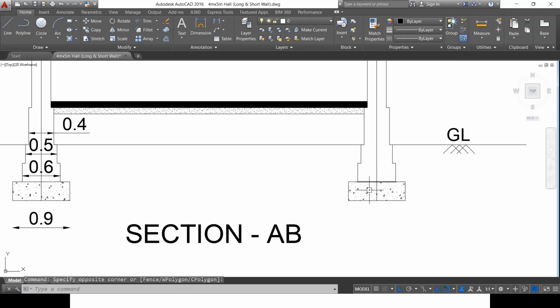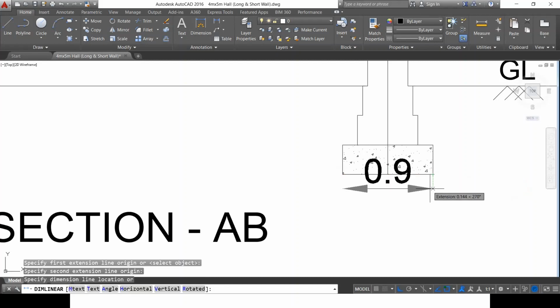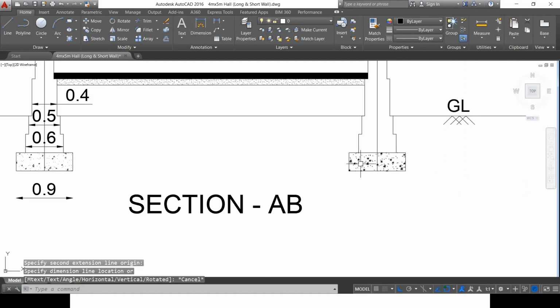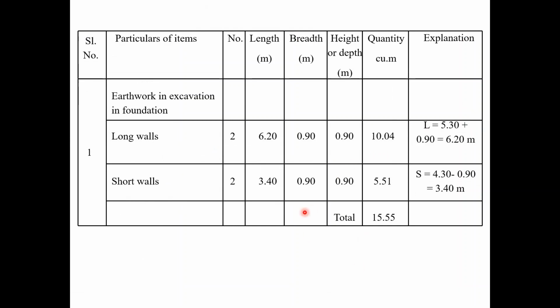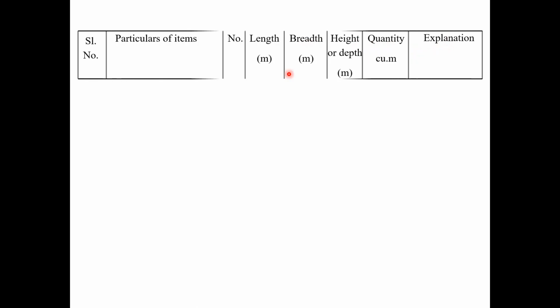So now if we look at the figure shown here, the width of the foundation is 0.9 meter. As in the case of excavation also, we have made it 0.9 meter. It is going to be very easy in the calculation. Of course, here also everything remains the same: serial number, particulars of items, number, length, width, height or depth, quantity, and explanation or remarks. So put it in a tabular column. Concrete in foundation. So long walls.